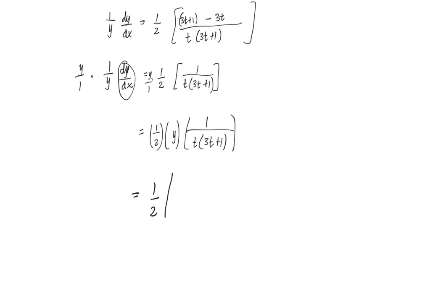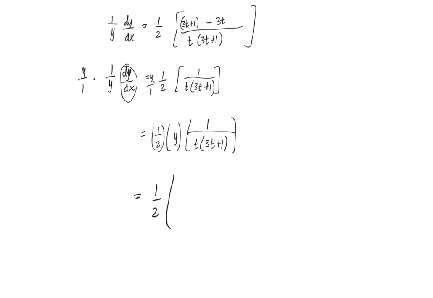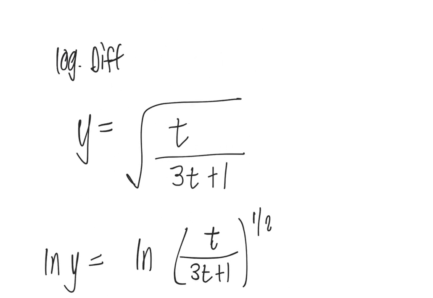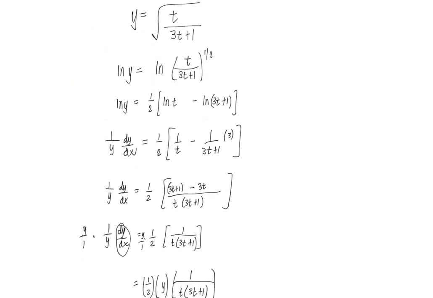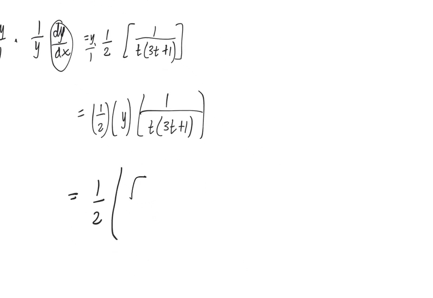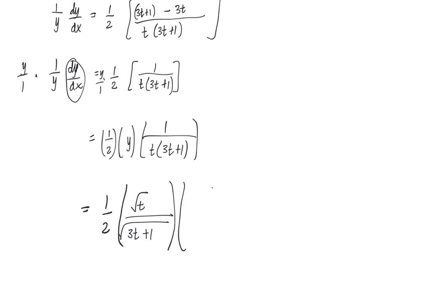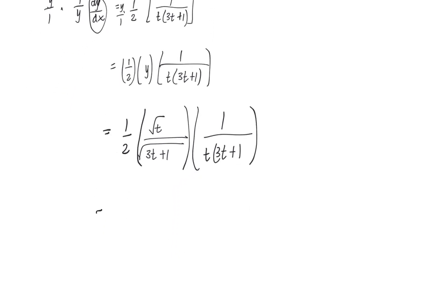When I plug that in, I'm going to separate the square root. Now, I'm not going to do it over the whole thing. I'm going to separate it into the square root of t divided by the square root of 3t plus 1. Okay, so in the numerator, I got a 1, I got 2 in the denominator.